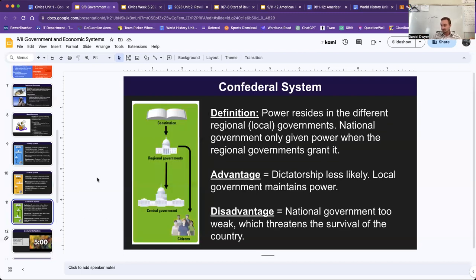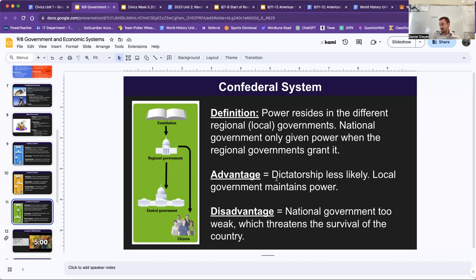And then a less common one is going to be the confederal system. Definition: power resides in the different regional, local governments. The national government is only given power when the regional governments grant it. It's something we don't see. Think back to US history last year, the Articles of Confederation, where the individual states all had to vote yes for something to allow the government to do it.